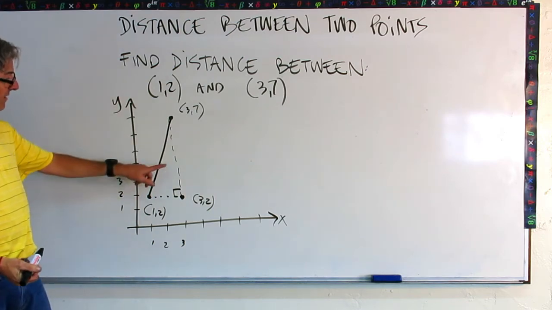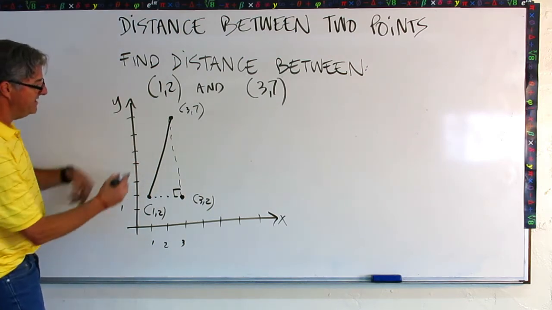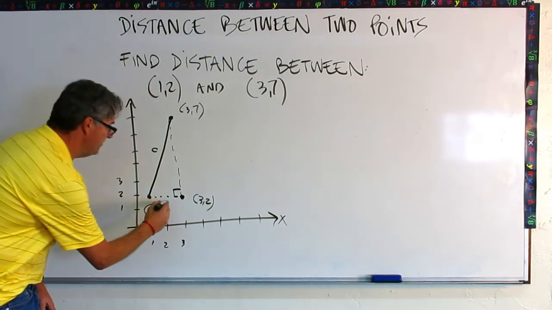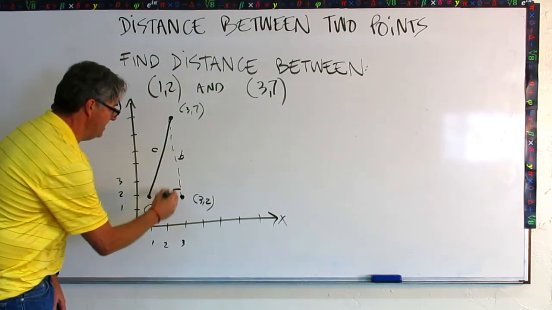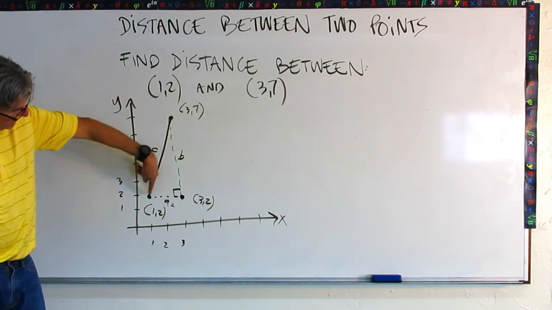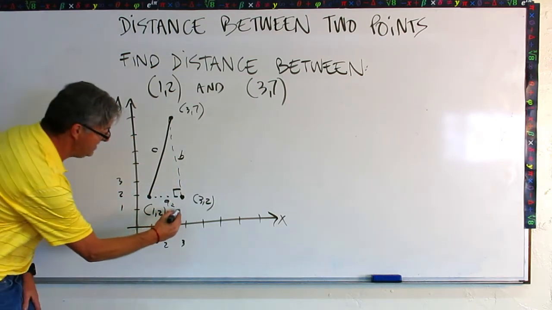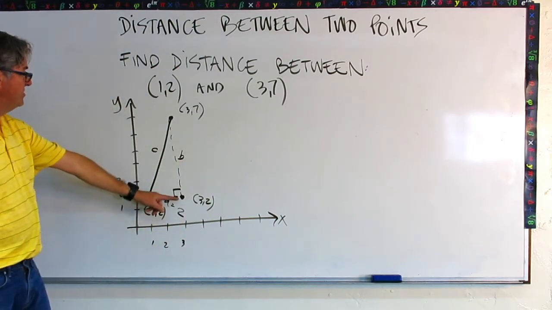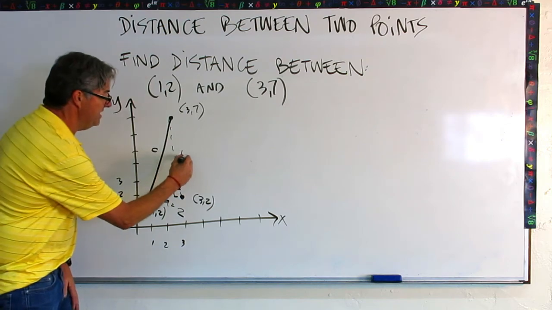So now I have my right triangle. I need to find my C. I'm just going to label that with a lowercase c, and we'll call this one A, and we'll call that one B. So what's the distance of A? We go from 1 to 3, so it's 1, 2. So A is 2, and B goes all the way from 2 up to 7. So B is 5.